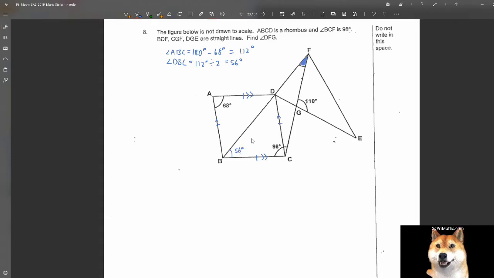So you look at triangle FBC. This angle plus 98 plus 56 gives you 180 degrees. So that means angle DFG, the angle that we're trying to find, with the angles in a triangle being 180 degrees, is 180 degrees minus 98 degrees minus 56 degrees. This will give you 26 degrees.